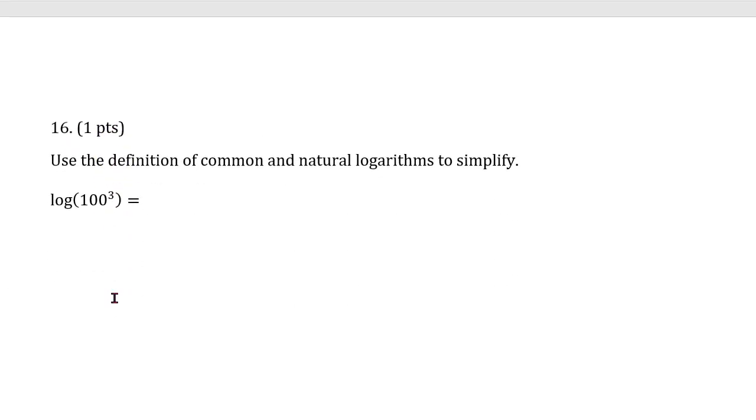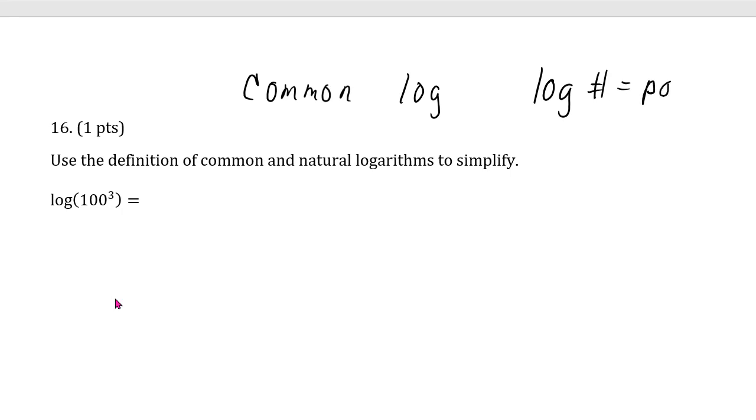Now I want to use the definition of the common and natural logarithms to simplify. A common log is one where the base is 10. A common log looks like log of a number equal to the power. It doesn't have a base written, and the base is understood to be 10. This is for historical reasons, because historically it was easier to do things with a base of 10 than other bases in the days before we had calculators.